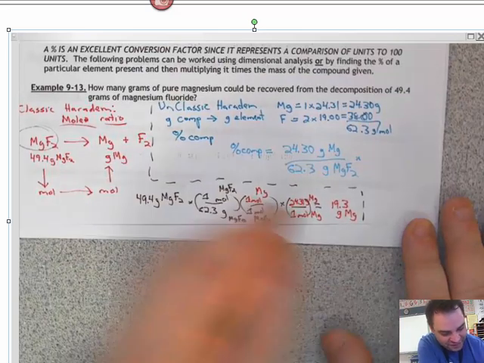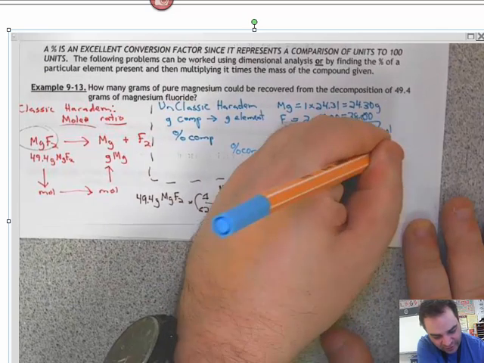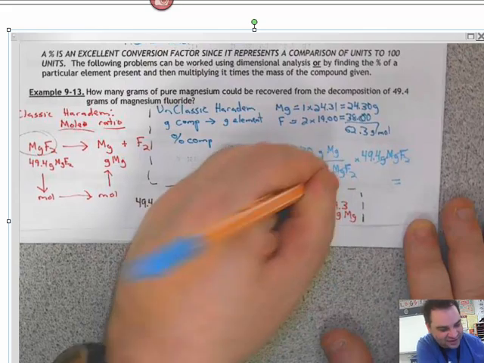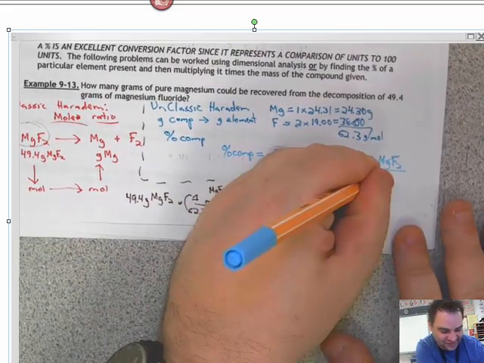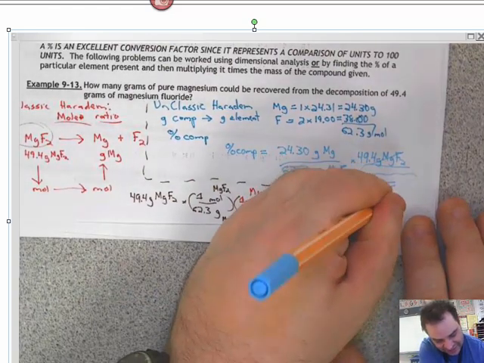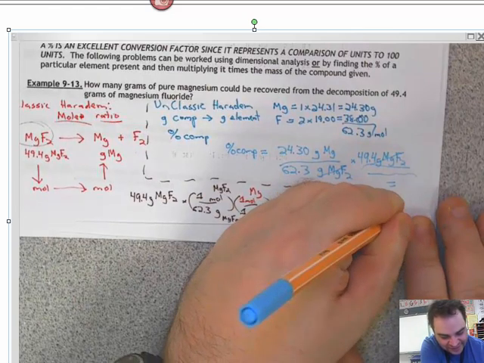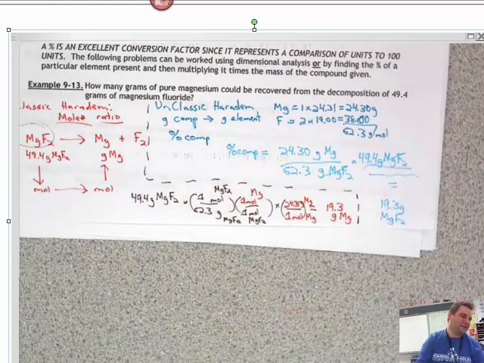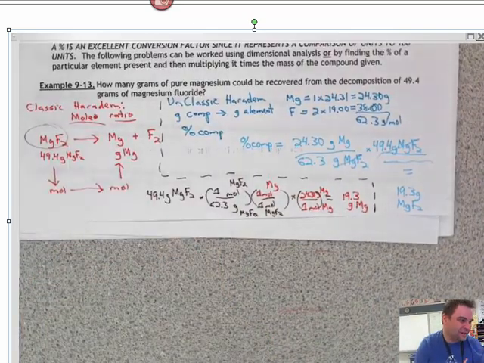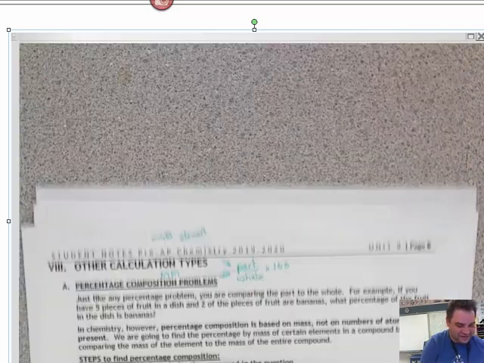I am just going to multiply that by my original number of magnesium fluoride, which is 49.4 grams of magnesium fluoride. So go swish that way. Okay. Wonderful. And I get the same answer of 19.3 grams of magnesium. Most of the time, you're going to see Harrodum do the classic Harrodum tricks. Going on to the next problem.